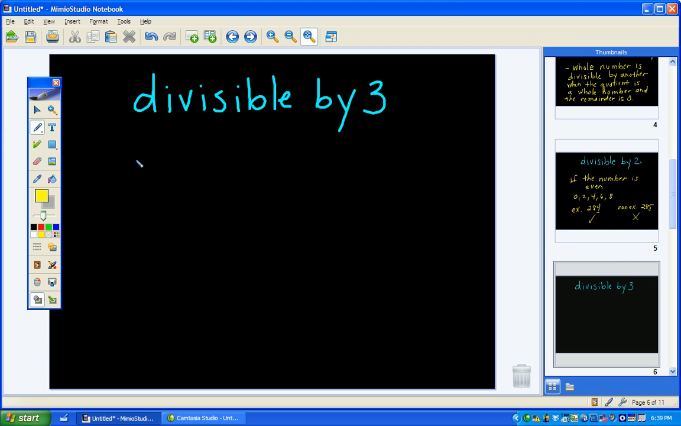Go ahead and open up, and here's the rule for divisible by 3. This is an interesting one. This is on the inside of the tab. A number is divisible by 3 if the sum of the digits of the number is divisible by 3.